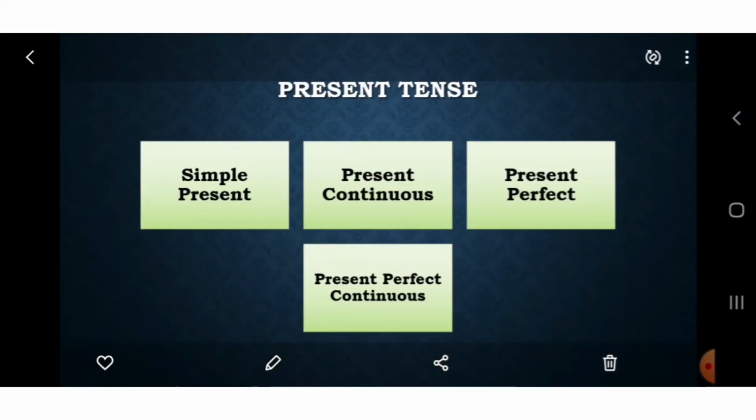Now present tense is of four types: simple present, present continuous, present perfect, and present perfect continuous. So you don't have to be confused regarding everything. Step by step we will understand what a simple present tense is, where we will use present continuous, where we will use present perfect, where we will use present perfect continuous. So different rules are there. So we will just deal with simple present today.